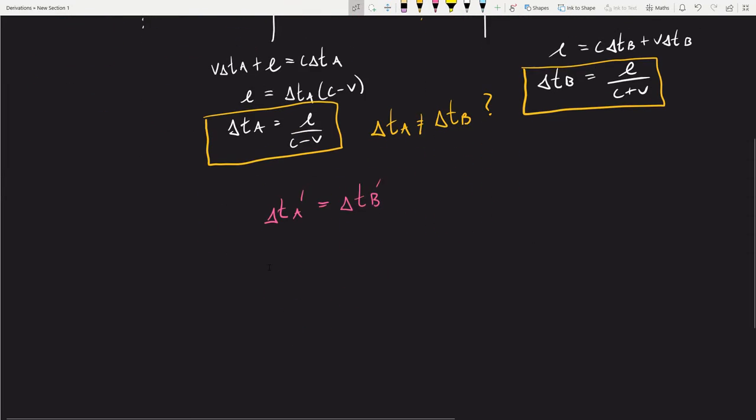Okay. So, well, what's TA? TA is T1 prime minus T0 prime. TB is T2 prime minus T1 prime. So rearranging here a little bit, you will get T1 prime equals half of T0 prime plus T2 prime.